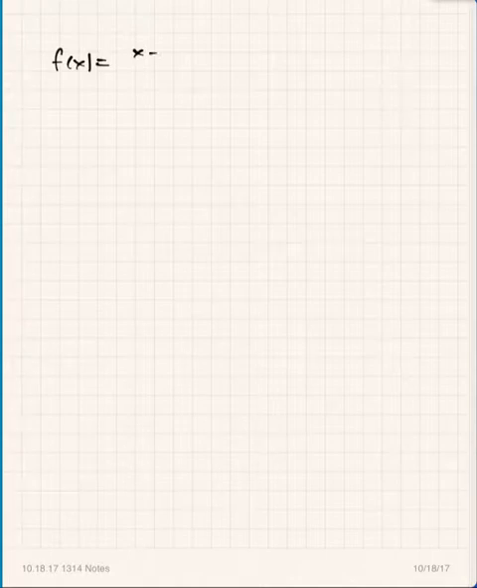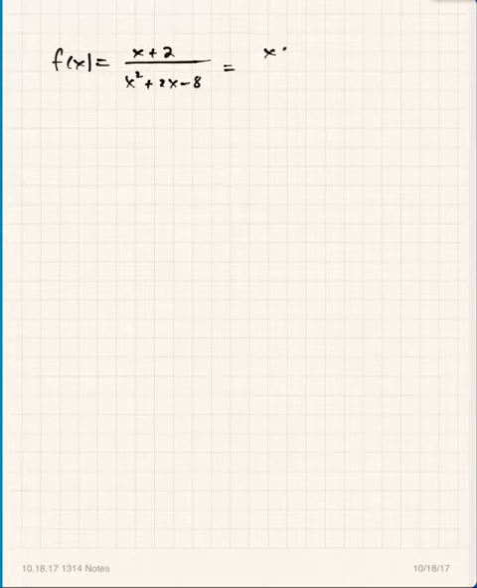So let's say we have this function, x minus 2 over x squared plus 2x minus 8. And then in the numerator, I'm going to make that an x plus 2. So we have x plus 2 over x squared plus 2x minus 8. So a typical example of a rational function. Now, first thing you should do is factor anything that factors.